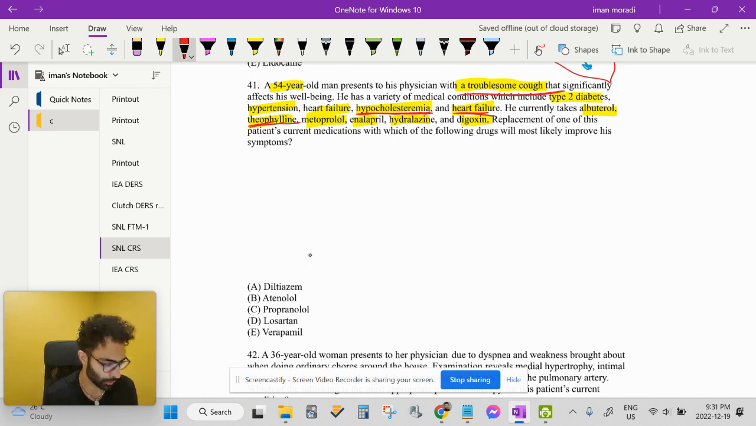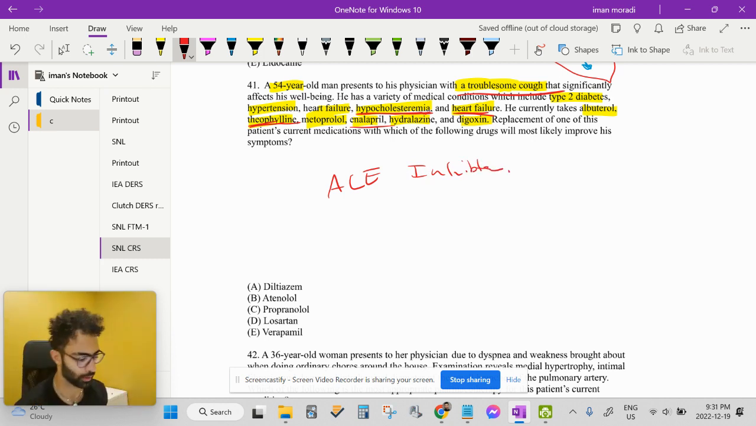What gives you a cough? ACE inhibitors, right? Now, it's not just important to know that it gives you a cough. Of course, you've got to know that, but you've got to know why. If you know it gives you a cough, you're going to answer 80% of the questions on this topic. But if you want to get the rest of the 20%, you've got to know why. The why is always really important.